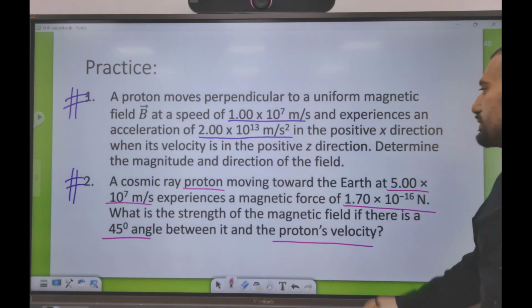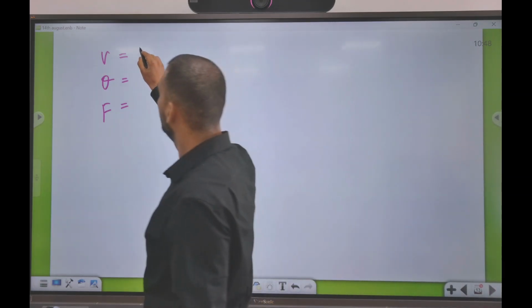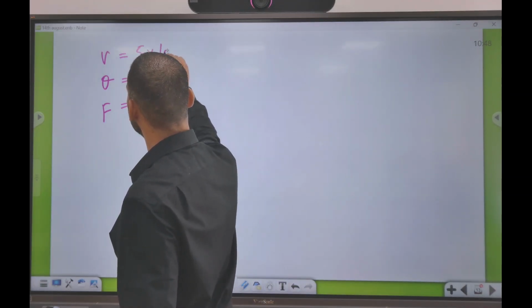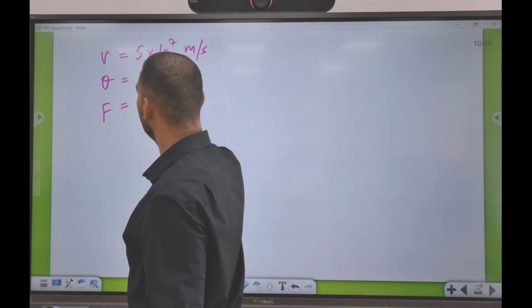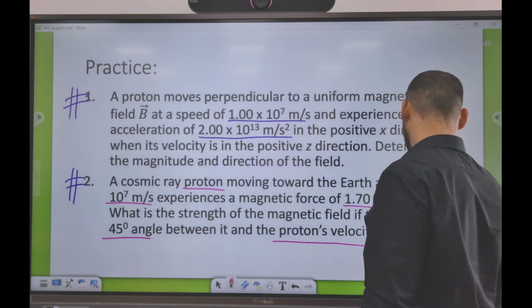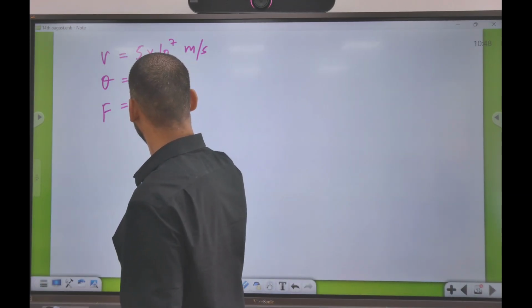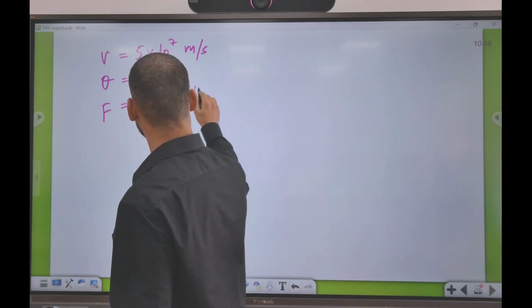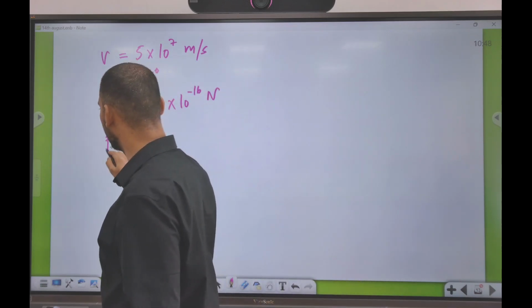How much is the velocity? 5 times 10 to the power 7 meter per second, correct? What is the angle? 45 degrees. And what is the force? 1.7 times 10 to the power negative 16 newtons. Okay. The question is, what is the magnetic field? The strength of the magnetic field.